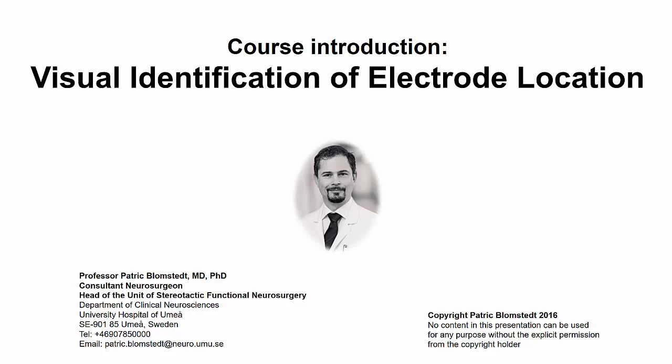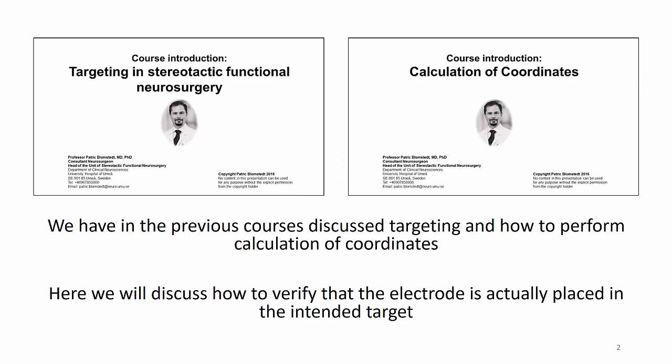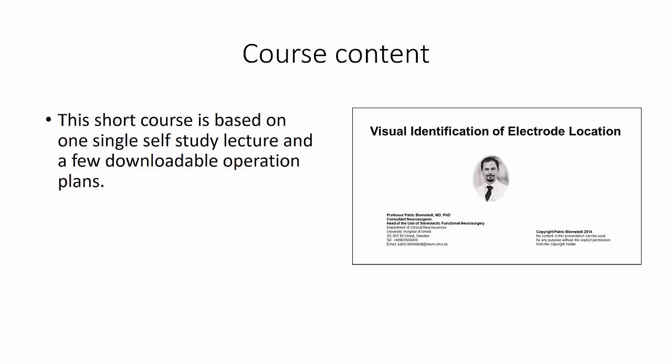Dear colleague, welcome to this course in visual identification of electrode location. We have in the previous courses discussed targeting and how to perform calculation of coordinates. In the present course, we will discuss how to verify that the electrode is actually placed in the intended target. This is a very short course based on one single self-study lecture and a few downloadable operation plans.